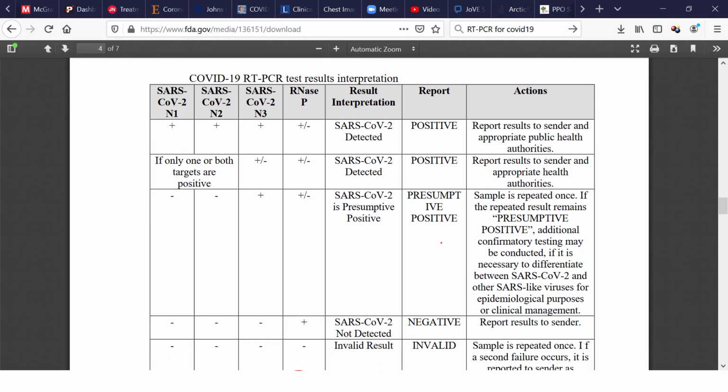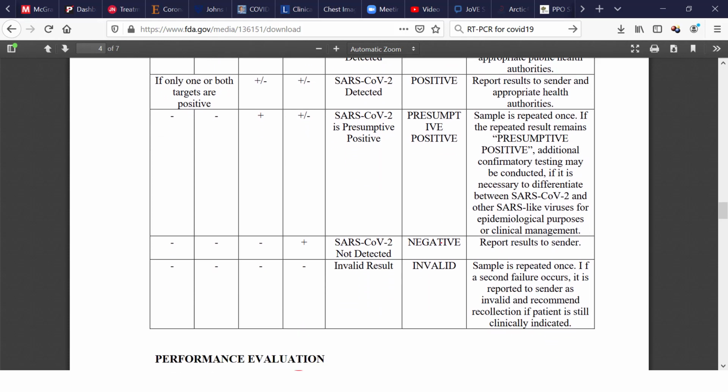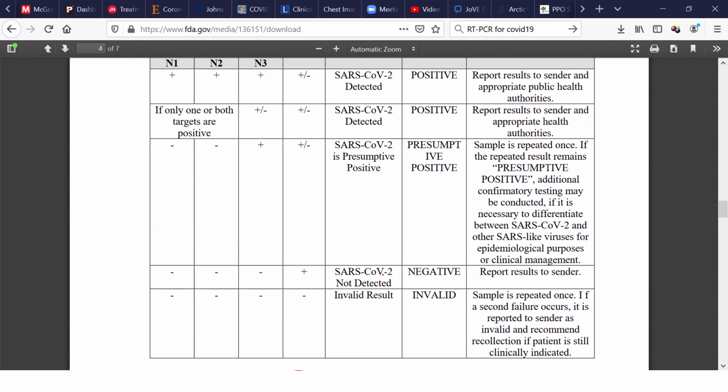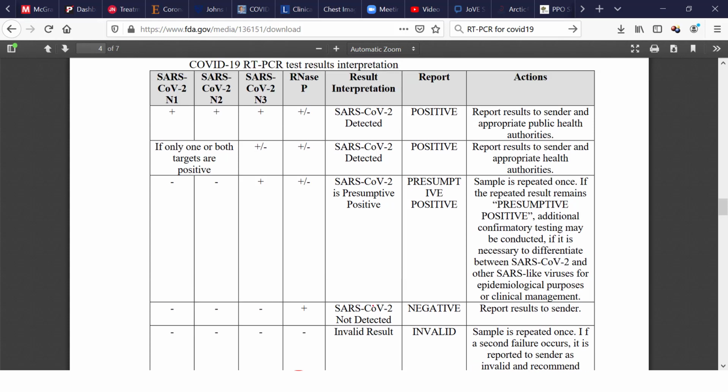Then we have presumptive positive, which means they need to do an additional test because there might be some cross-reaction with another type of virus that could cause the same type of symptoms. And then they show us what a negative result looks like, where if you just test positive for the RNase P, that could be found in other viruses, so that's not specific to this particular virus. And if you get no reactions, then it's invalid.